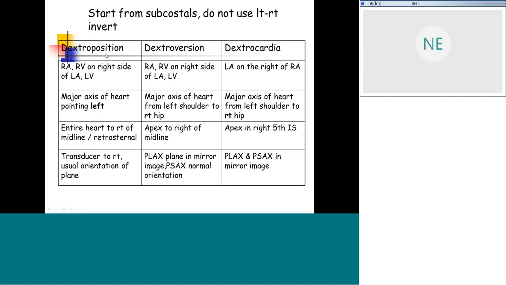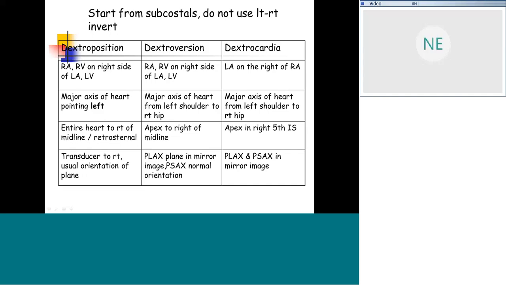Dextroposition is where the heart is pushed. So the heart is on the right parasternal area, but not significantly on the right side, whereas the axis of the heart is still to the left. Whereas in dextroversion, the axis of the heart is to the right. And the images which are taken for dextroposition are exactly like a normal levocardia heart, but with a probe on the right side.